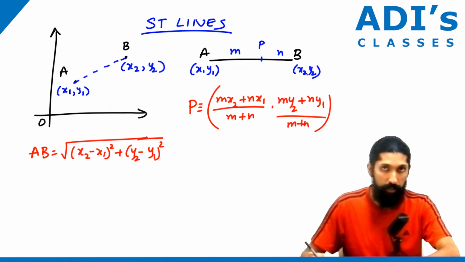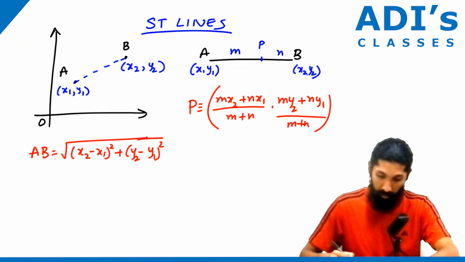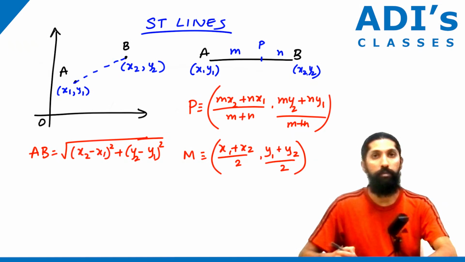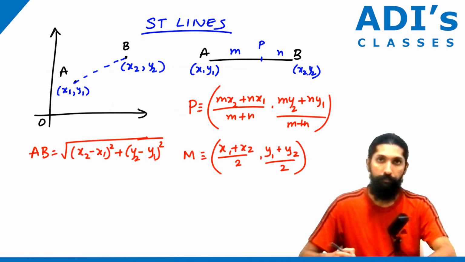And including the same thing, suppose if P is the midpoint, then generally the midpoint is given by x1 plus x2 by 2, comma y1 plus y2 divided by 2. This is the midpoint between the two given points. Correct? This also you have learned last year.